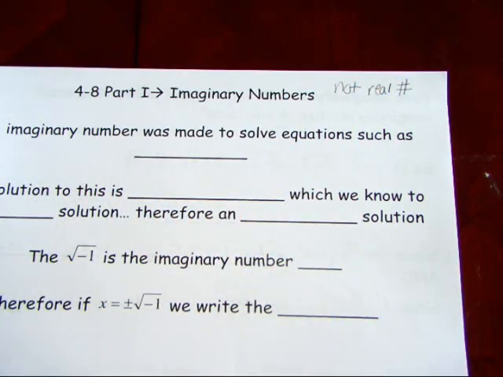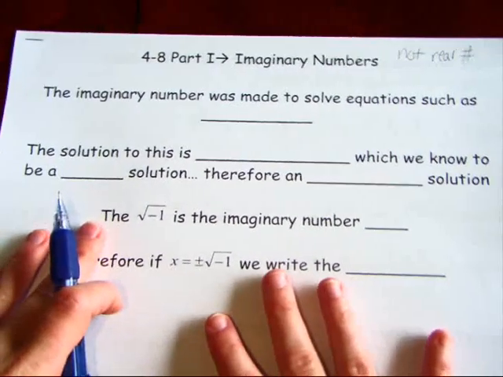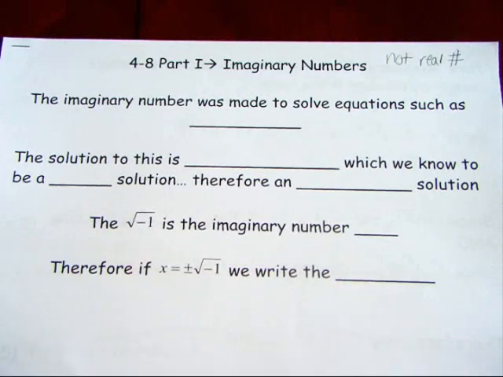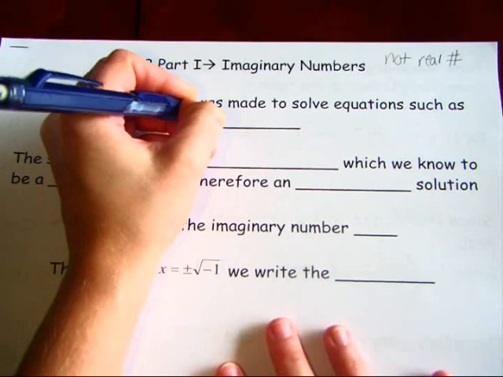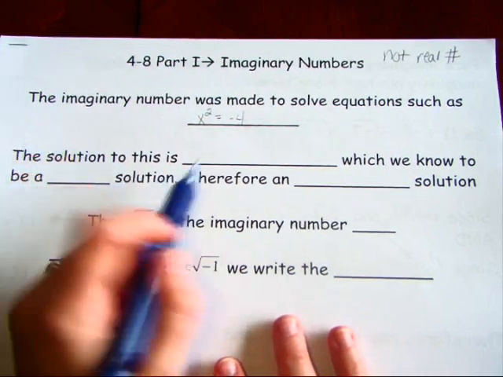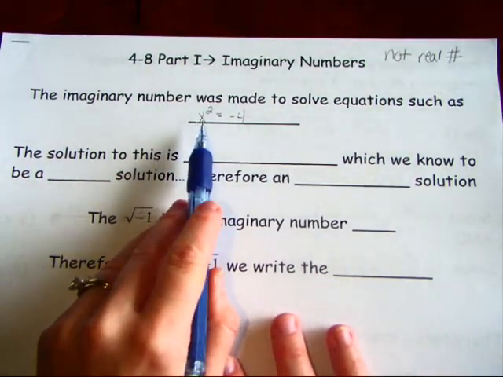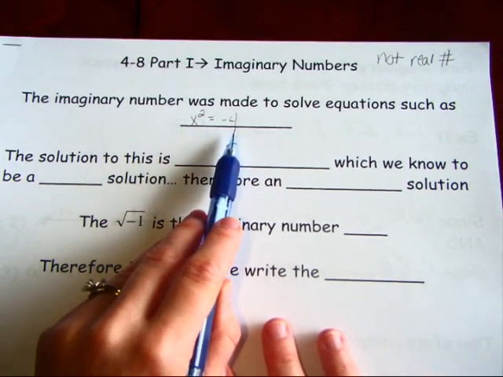That means they're hard for us to imagine that they exist, but yeah, they do exist, and we do actually need them. Engineers need them. They're in a lot of formulas that they use. The imaginary number was made to solve equations such as this: x squared equals negative 4. Now, you might think that x would have to be negative 2. But really, if you squared negative 2, you would never get a negative 4.